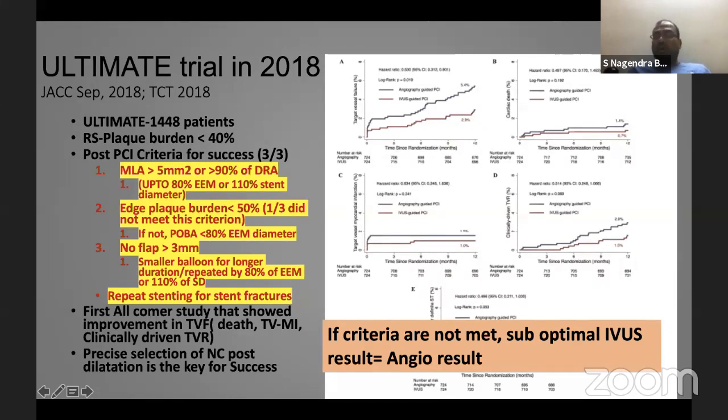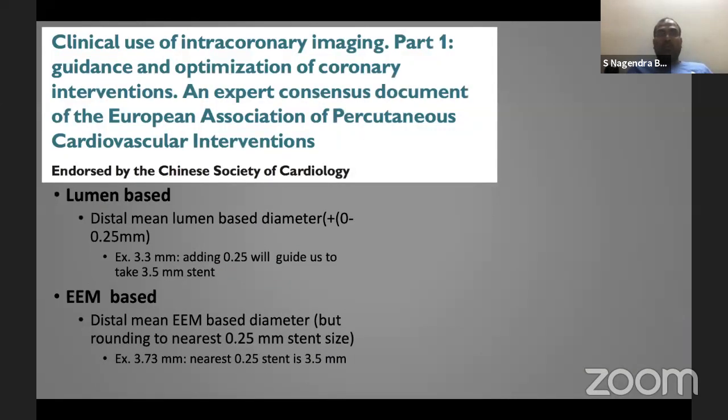I would suggest all of us should follow the particular steps so that we can get the same kind of result that those people have documented. So this is one statement from the European Heart Journal, the European ESC people. They have suggested two strategies to measure the lumen based on IVUS or OCT. One is lumen based, the other one is EM based.